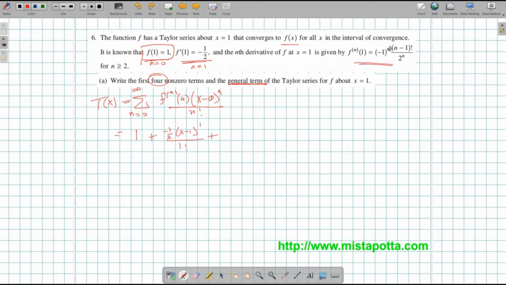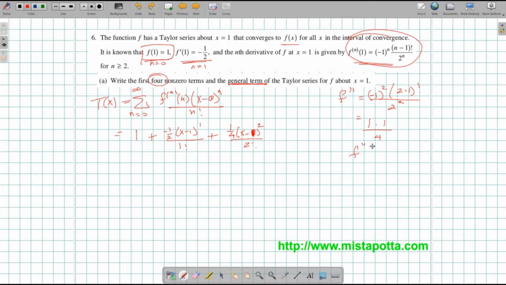And I'm going to be using this for my higher order derivative. So my second derivative is going to be negative 1 squared times 2 minus 1 factorial over 2 to the second power, or 1 times 1 over 4. So this is going to be positive 1/4 times x minus 1 squared over 2 factorial.